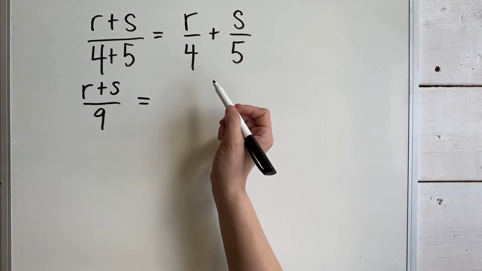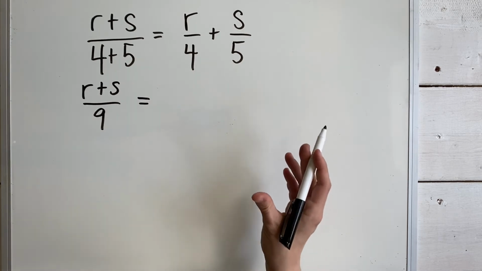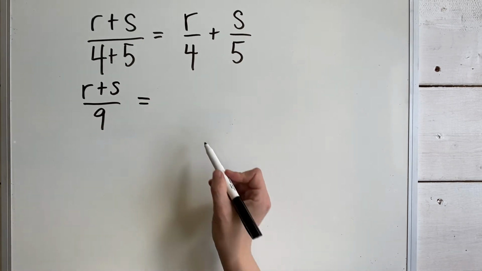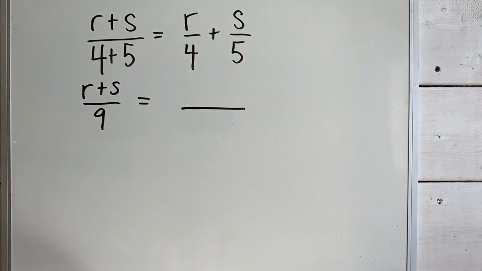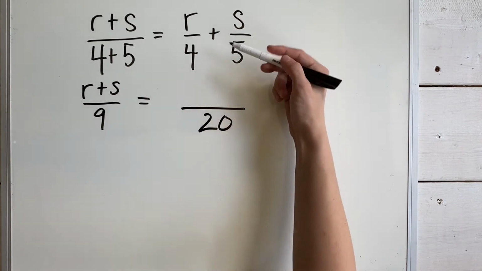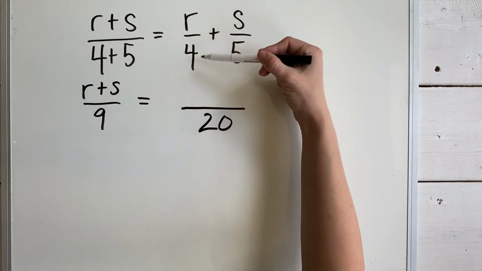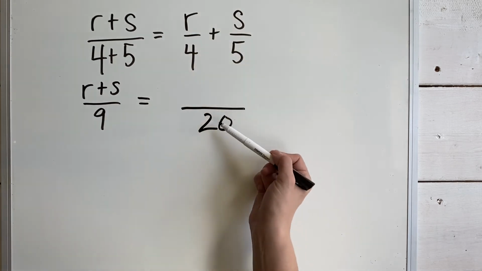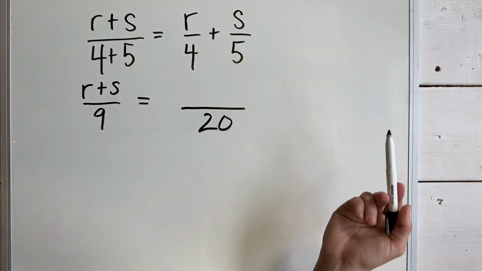In order to do that, we need to find a common denominator. That's the only way to add fractions together. They have to have the same number on the bottom. So our common denominator, in this case, we can just multiply 4 times 5. 20 is our common denominator. And remember that in order to change r over 4 to something over 20, we have to multiply top and bottom by the same thing.